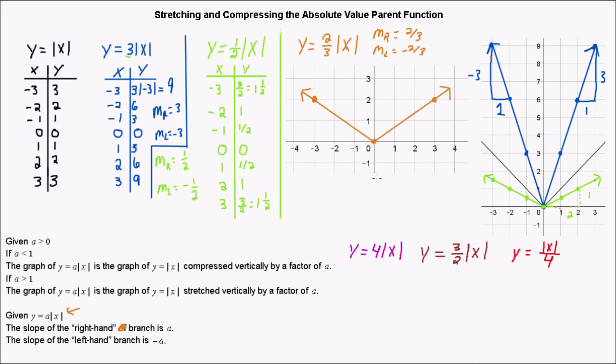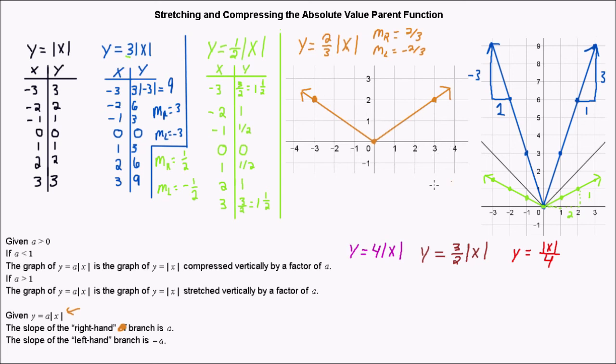And another thing that we want to comment on here is that 2/3 is greater than 0 and less than 1. So this is the graph of y equals absolute value of x compressed vertically by a factor of a, meaning it's going to be wider than y equals absolute value of x. And you can see that if you imagined y equals absolute value of x graphed on this same image, it would be narrower than y equals 2/3 absolute value of x.